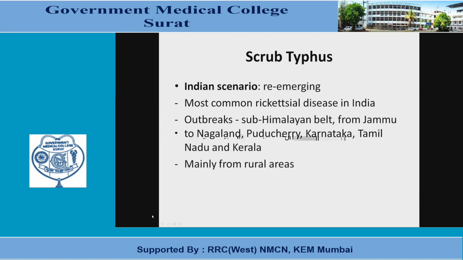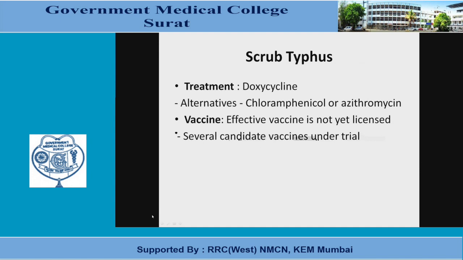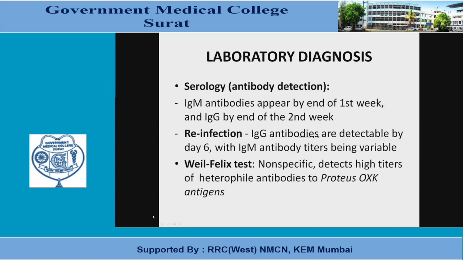Indian scenario, it is a re-emerging infection in India. Most common rickettsial disease in India is scrub typhus. Outbreaks are generally seen in the sub-Himalayan belt from Jammu to Nagaland, Pondicherry, Karnataka, Tamil Nadu and Kerala. It is generally seen in the rural areas, not in the urban areas. Treatment is the same: doxycycline, chloramphenicol or azithromycin. Effective vaccine is not yet licensed. Several candidate vaccines are under trial. So that is about scrub typhus.